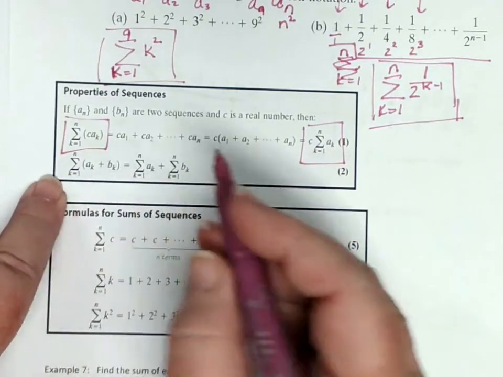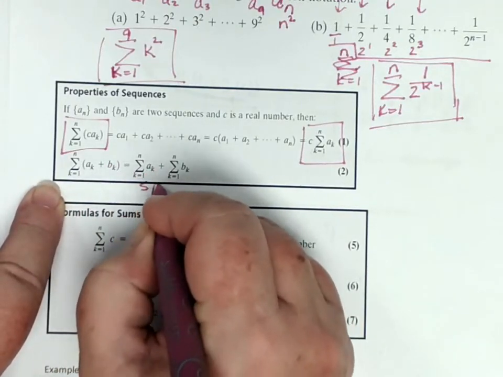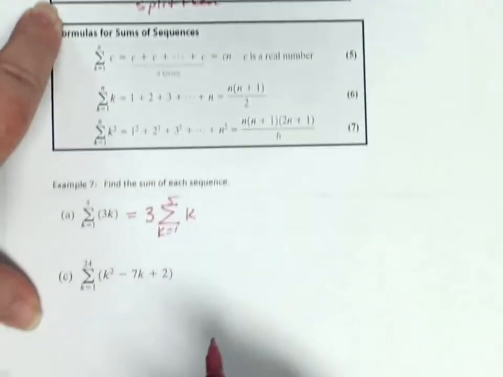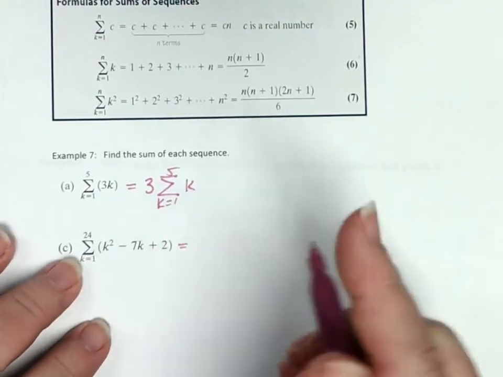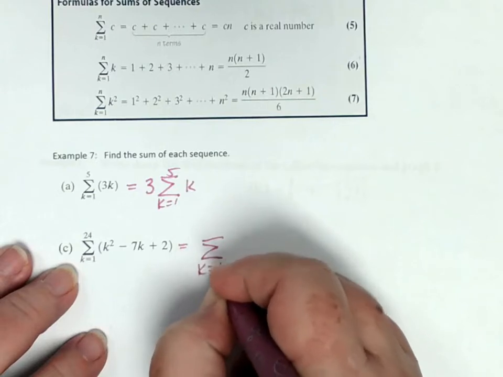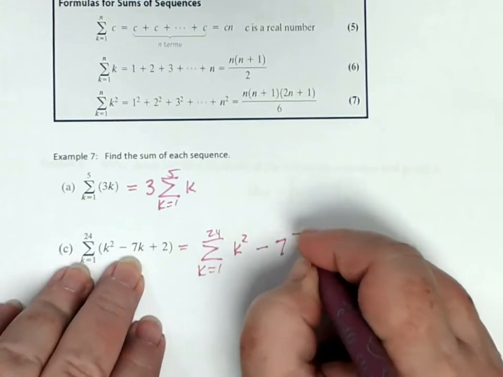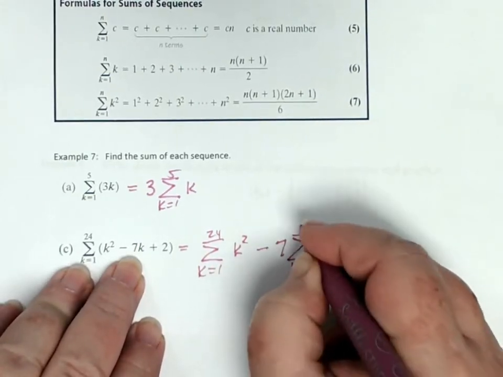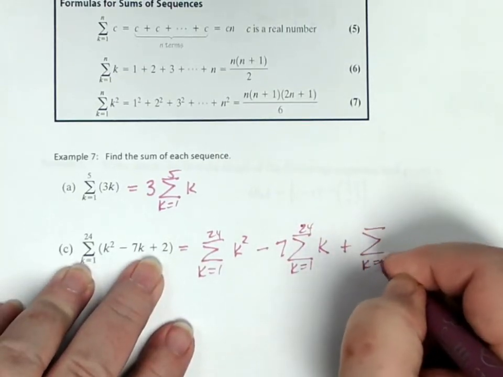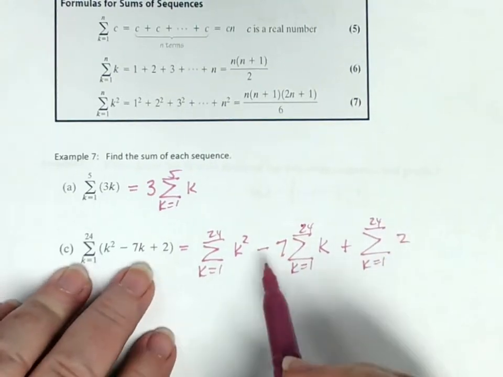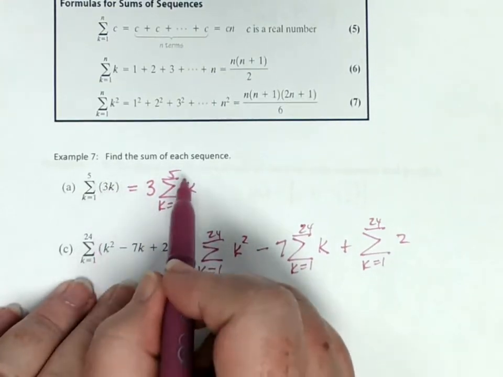The second thing I want you to notice is that if we have two things added together, we can split them into two separate things. Like right here, I can split this into 3 different equations. So I'm going to write it as the sum from k equals 1 to 24 of k squared minus, I'm going to throw that 7 to the front, the sum from k equals 1 to 24 of k, plus the sum from k equals 1 to 24 of 2. So I had 3 terms, so I split it into 3 problems. I had one term with a 3 in front of it, so I threw it to the front.